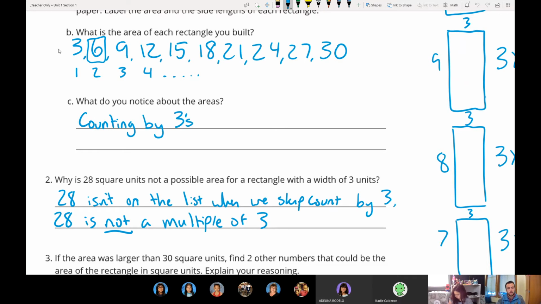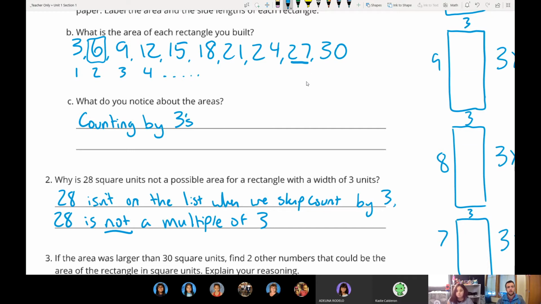See, we can even look at our work right up here. 3, 6, 9, all the way up. We land on 27, but not on 28. So therefore, 28 square units is not a possible area for a rectangle with a width of 3 because it's not a multiple of 3.